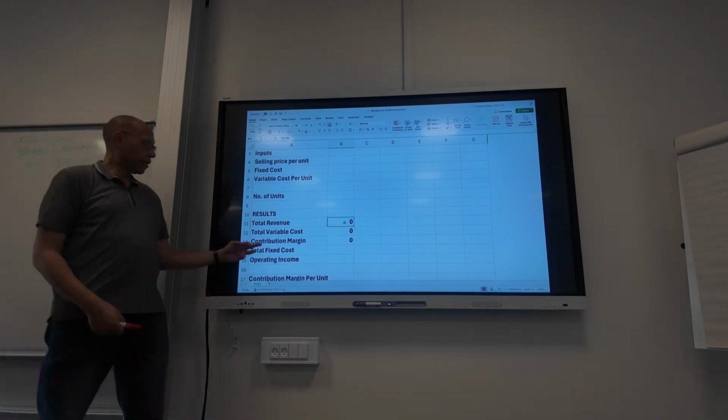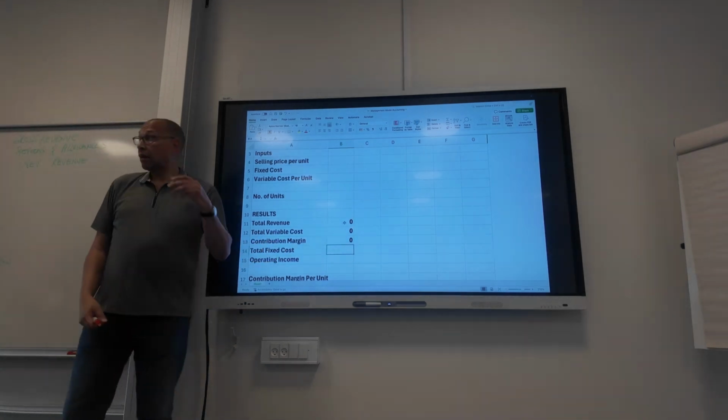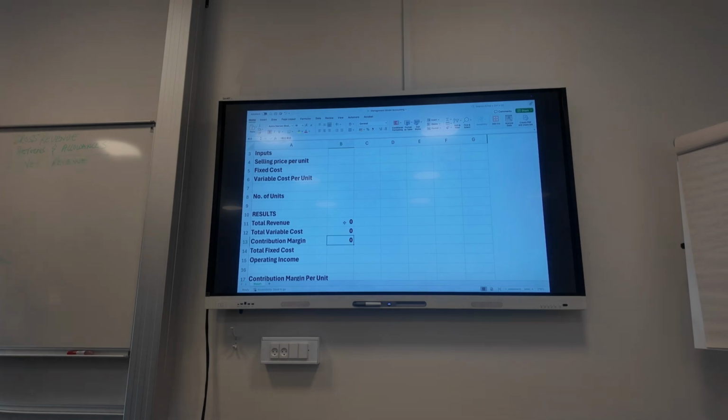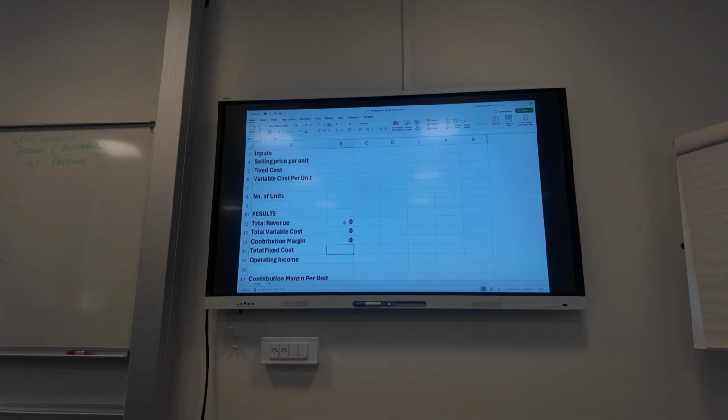Is everybody here? Right? Contribution margin, what does contribution margin tell us? It tells us how much we have after paying the variable costs, without considering paying the fixed costs, to cover fixed costs and deliver profit. Right?